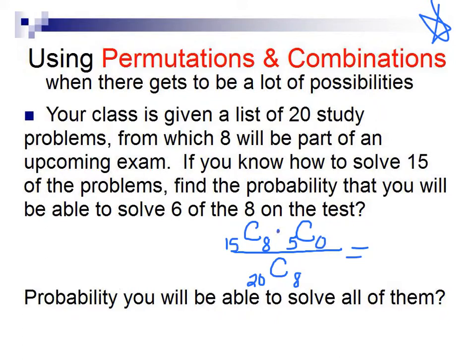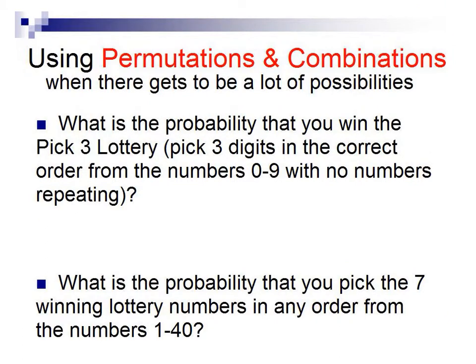And we're multiplying in here because you want this and this to happen. And so you would type that in your calculator, divide it out, see what you get for your probability that you actually ace that test, given that you only knew how to do 15 of the 20. All right. Let's look at some more here.